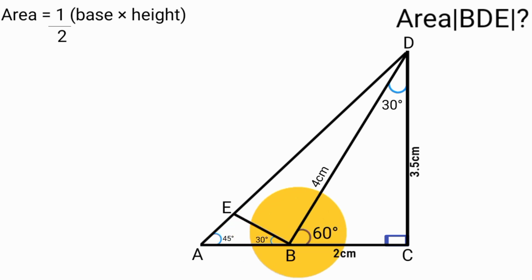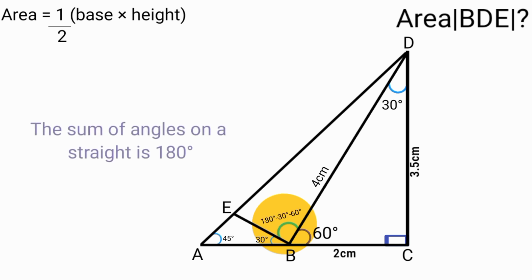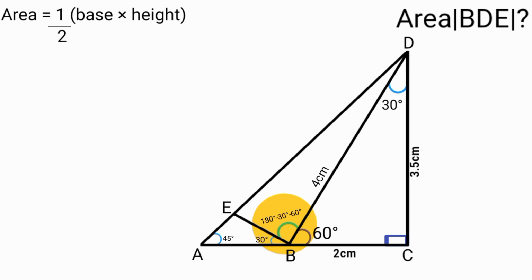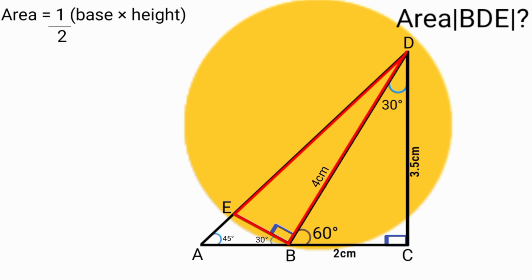And if you look here, since this is 30 degrees and this is 60 degrees, this must be equal to 180 degrees minus 30 degrees minus 60 degrees, because the sum of angles in a straight line is 180 degrees. 180 degrees minus 30 degrees minus 60 degrees is 90 degrees. So that means this triangle BDE here is a right angle triangle.